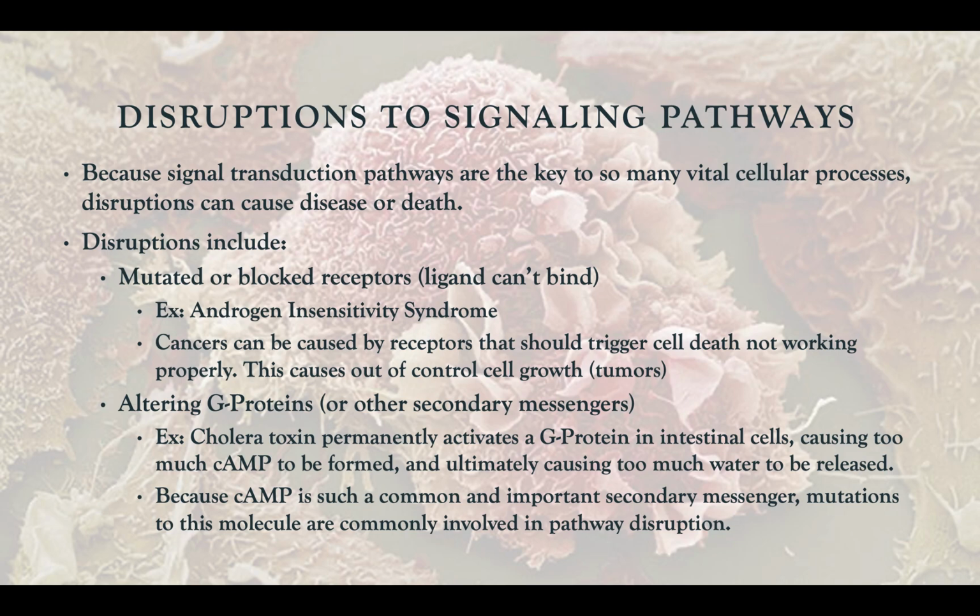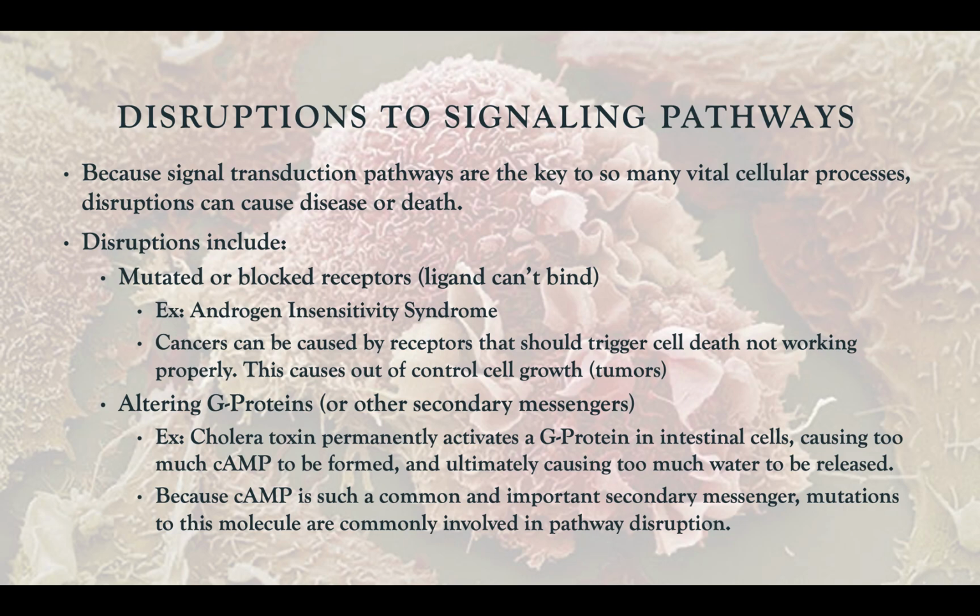Some cancers can be caused by receptors that should be telling cells to die off, and they don't do their job, and so that's causing uncontrolled cell growth. And then, later in the process, you can have problems too. If G proteins aren't working correctly, or any other part of a secondary messenger system isn't working, then you'll also have a problem here.